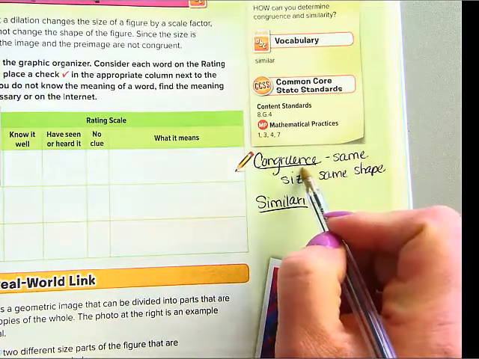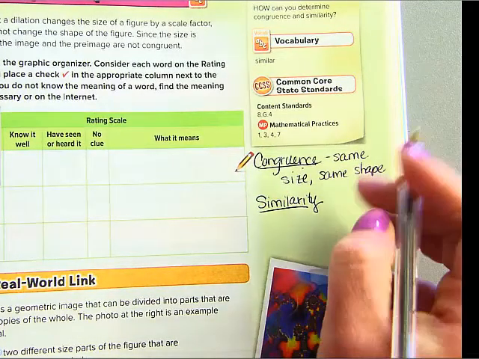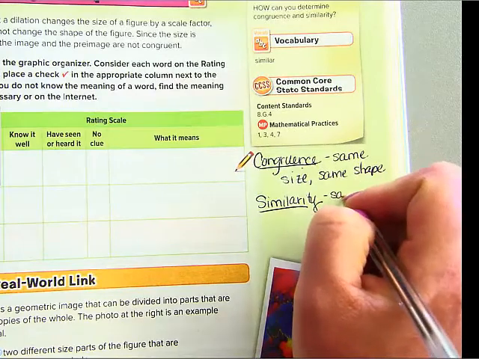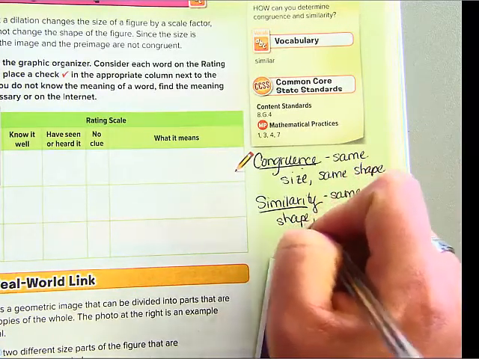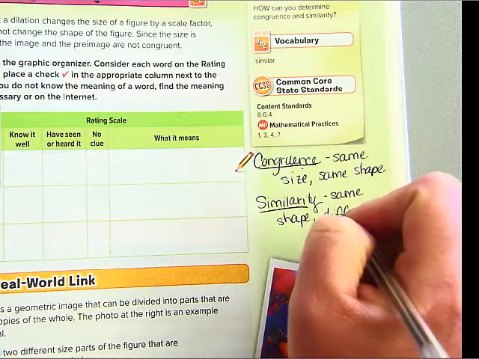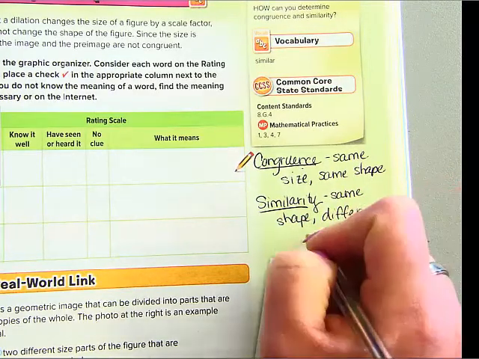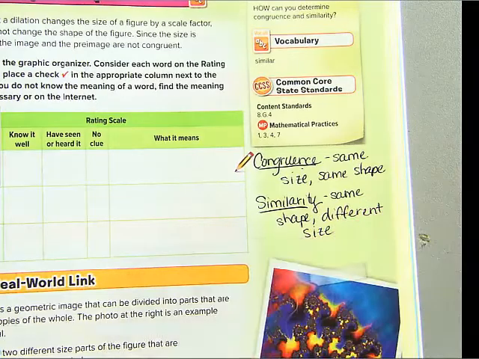Congruence means that they're exactly the same size, same shape. Similarity means that they're the same shape, different size, which means that they could be smaller, they could be larger. Okay? So now let's fill in this over here.